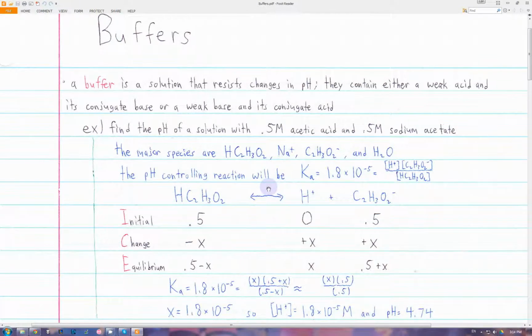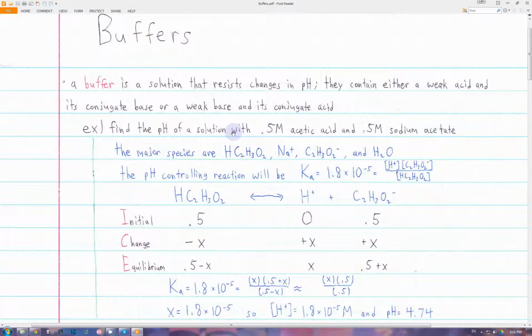So a buffer is a solution that is resistant to changes in pH. For example, if you just had regular water and you added hydrochloric acid, the pH would drop dramatically. But in a buffer, the pH would only drop a little. And so buffers are made by combining either a weak acid and its conjugate base, or a weak base and its conjugate acid. You can't use strong acids or strong bases.